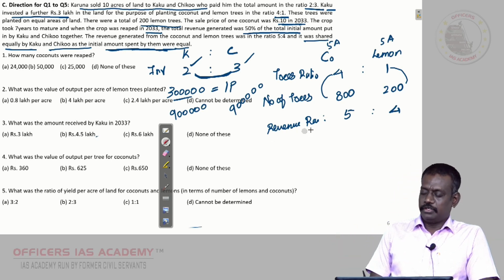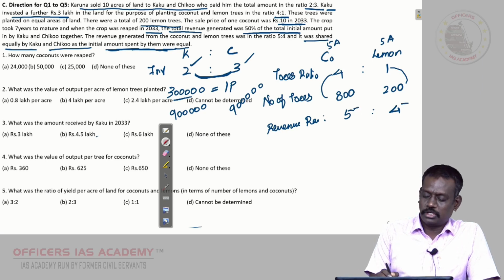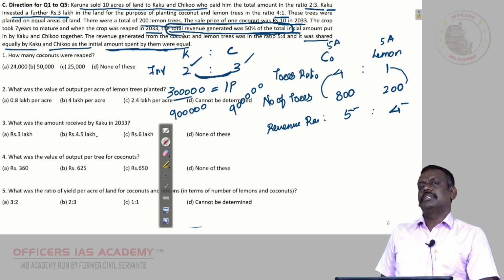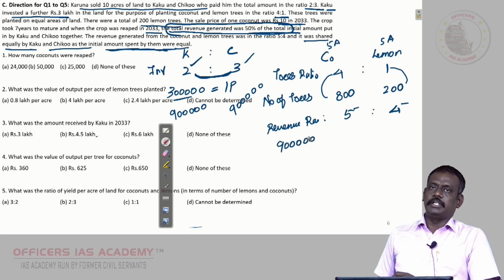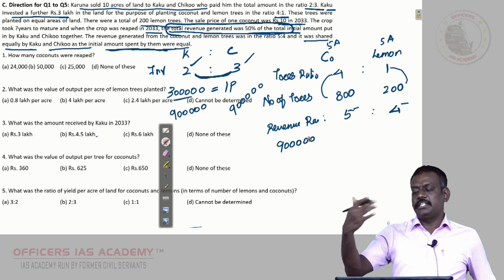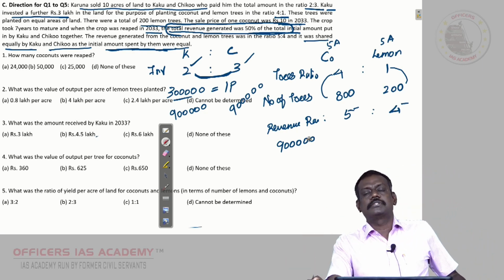Now coming to the revenue ratio, you have 5:4, and here it is given that the total revenue generated was 50% of the initial amount. What is 50% of 18,000? It is 9 lakh rupees. So that is the revenue they are getting, I mean the money they get after selling these coconuts and lemons.